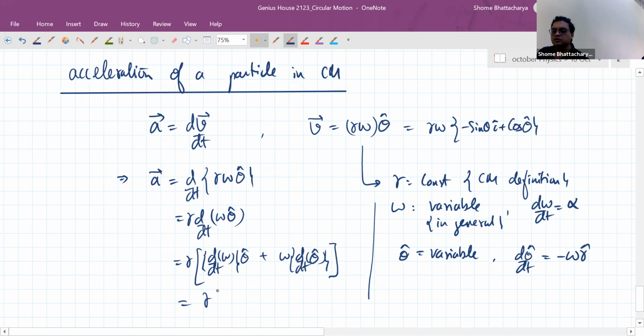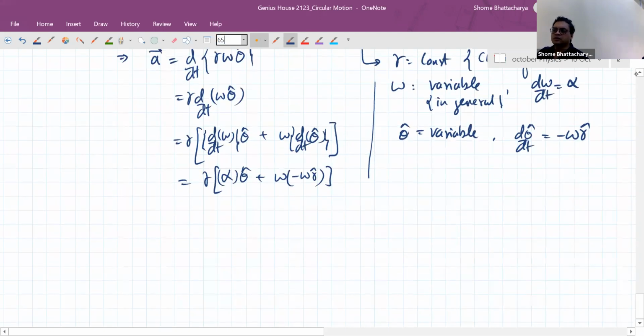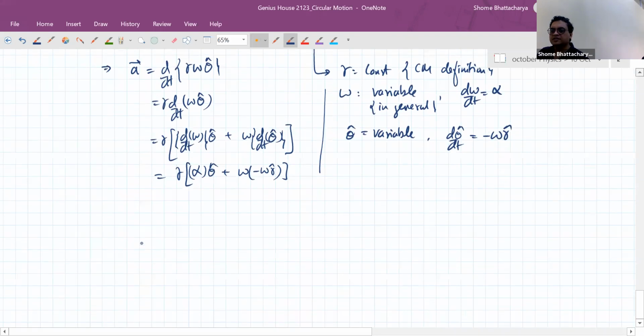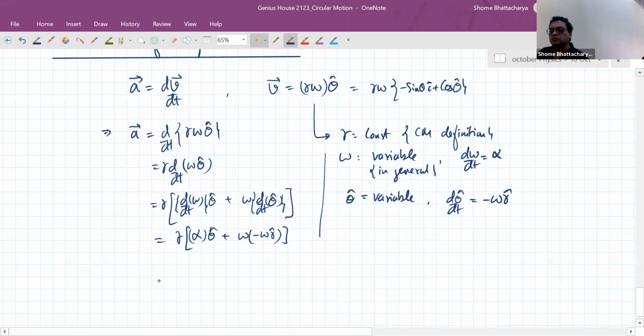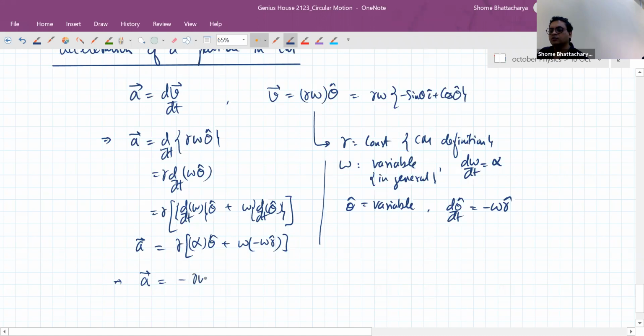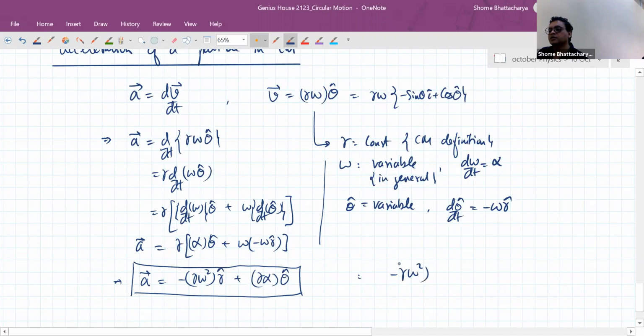So this is becoming r into alpha theta cap plus omega into minus omega r cap. This term. Okay. So now putting this all together, it becomes what now? You can see that the acceleration has two components. Minus r omega square, I'll write it in order, is the radial component. And r alpha is what we call the tangential component. So this term is minus r omega square r cap.